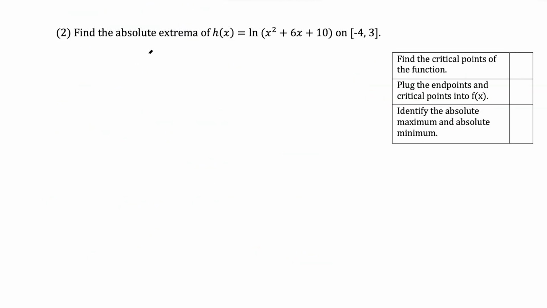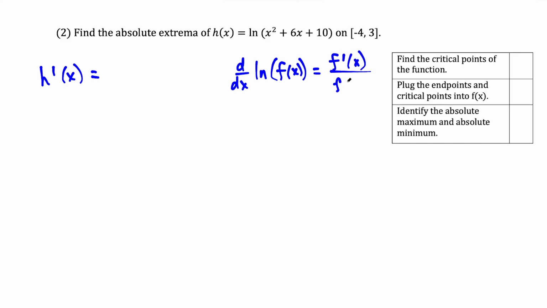Question 2, we're finding the absolute extrema of h of x on the interval negative 4, 3. So for this question, we're going to start by finding the critical points of h of x. So we're going to do the derivative of natural log of this function. And just know when you take the derivative of something like natural log of f of x, you're going to have f prime of x over f of x. So this is the chain rule variant for the derivative of natural log of a function. So we could apply that here.